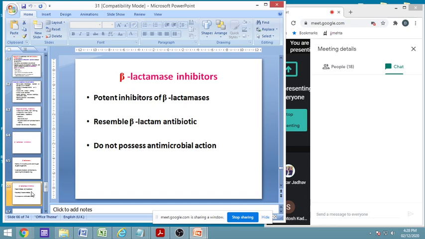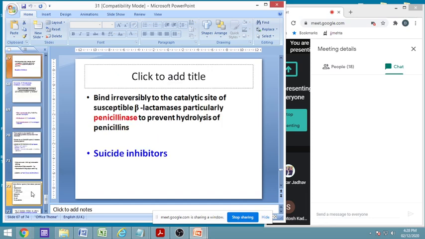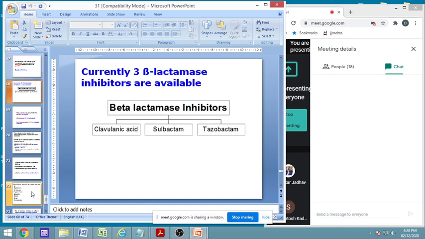Similarly, here they prevent the metabolism of beta-lactam antibiotics. They bind irreversibly to the catalytic sites of beta-lactamase enzymes, particularly penicillinase, to prevent the hydrolysis of penicillin. So we can call them suicide inhibitors, because these enzymes cause suicide of the penicillin. There are three types of beta-lactamase inhibitors available. One is clavulanic acid, another is sulbactam, and the third one is tazobactam.